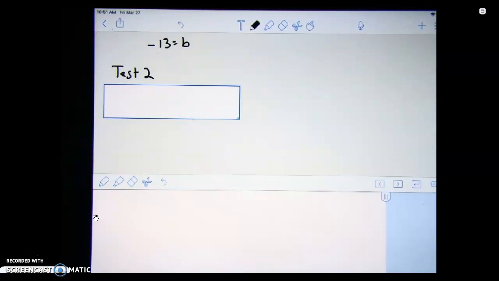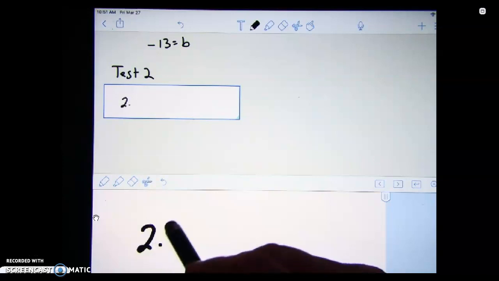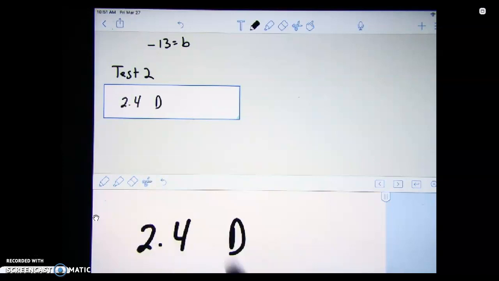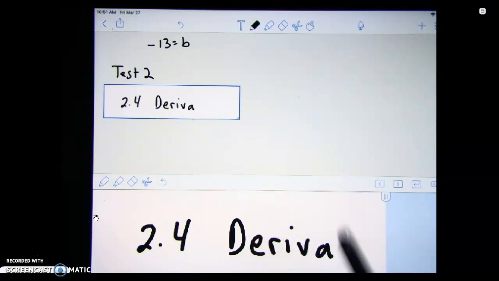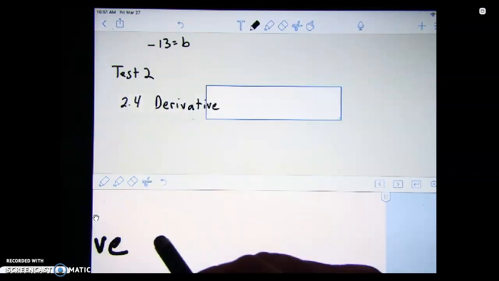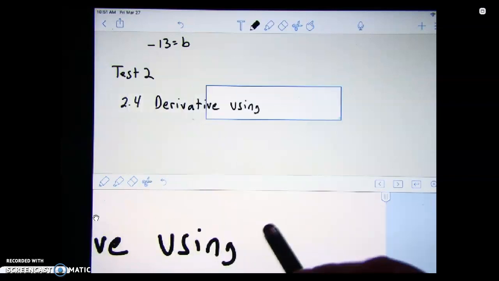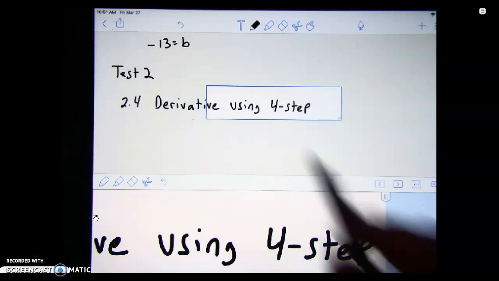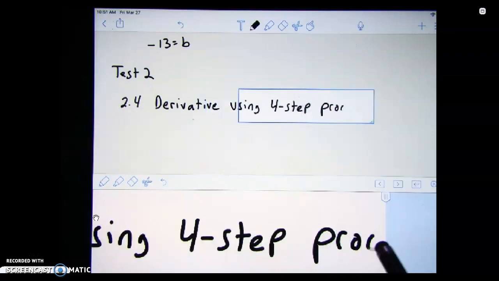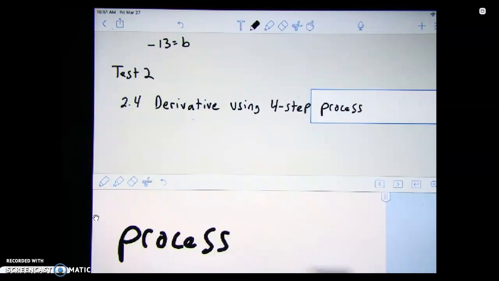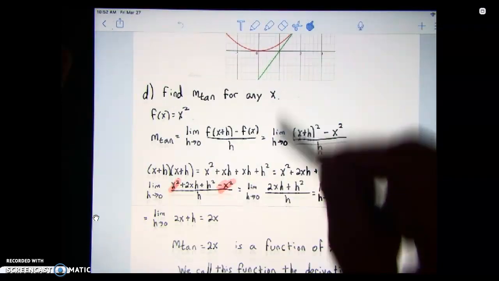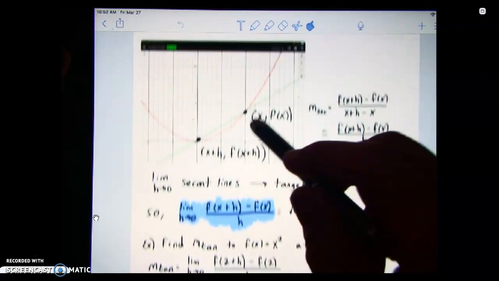Well, going back, we began in 2.4, where we looked at doing the derivative using what your textbook referred to as the four-step process. That was where we had to go through and use that long process with the limit.